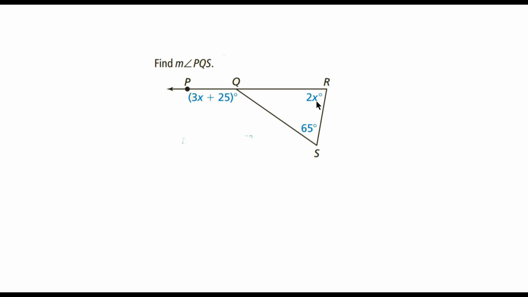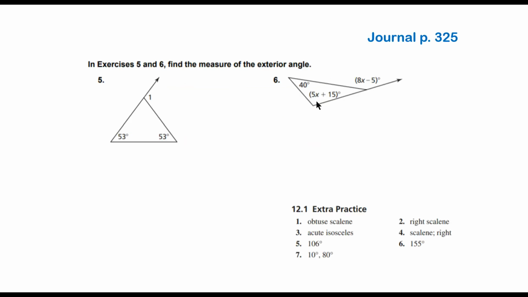All right, and here's our answer. Measure of PQS is 145 degrees. Next, 5 and 6, we've got 2 exercises here. Again, find the measure of the exterior angle. One should be pretty easy. It's 106 degrees. We just add the 2 interior opposite angles.